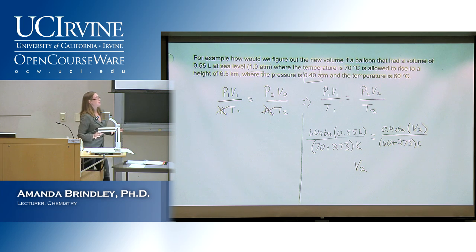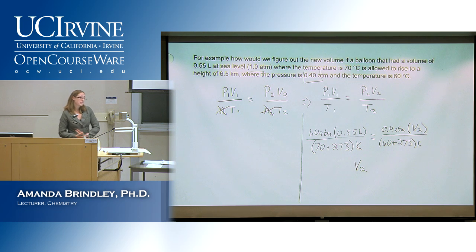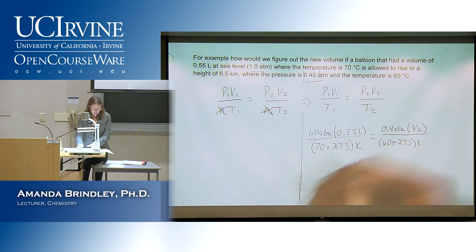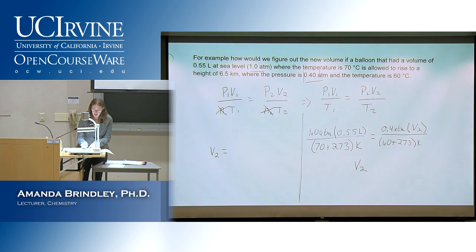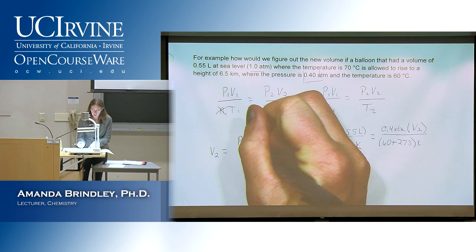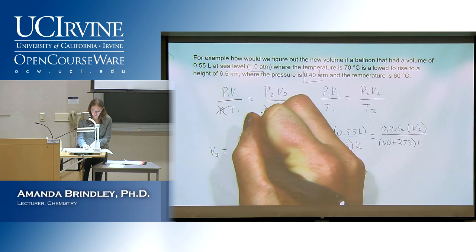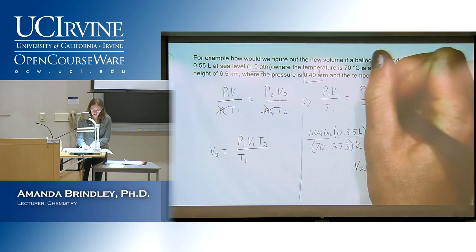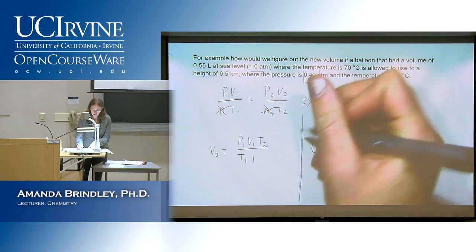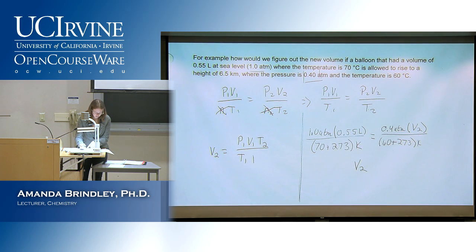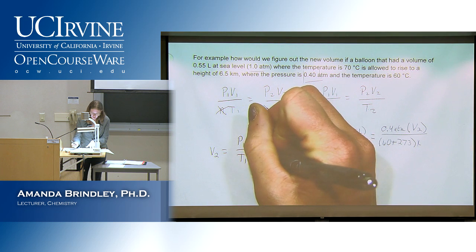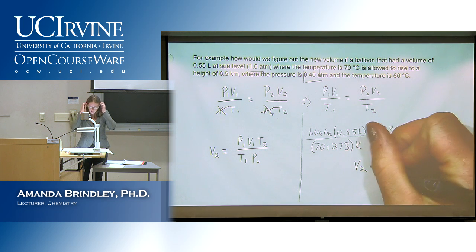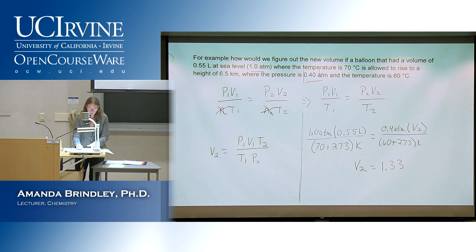People, in general, you guys tend to prefer to fill in the numbers first. Personally, I don't think that's the best way to do it. I think the best way to do it is to rearrange your variables first and to actually solve this first. And so in that case, you would have V2 is equal to P1 V1 over T1. The T2 comes up, and the P2 comes down. Okay, so either way, you end up getting 1.33.